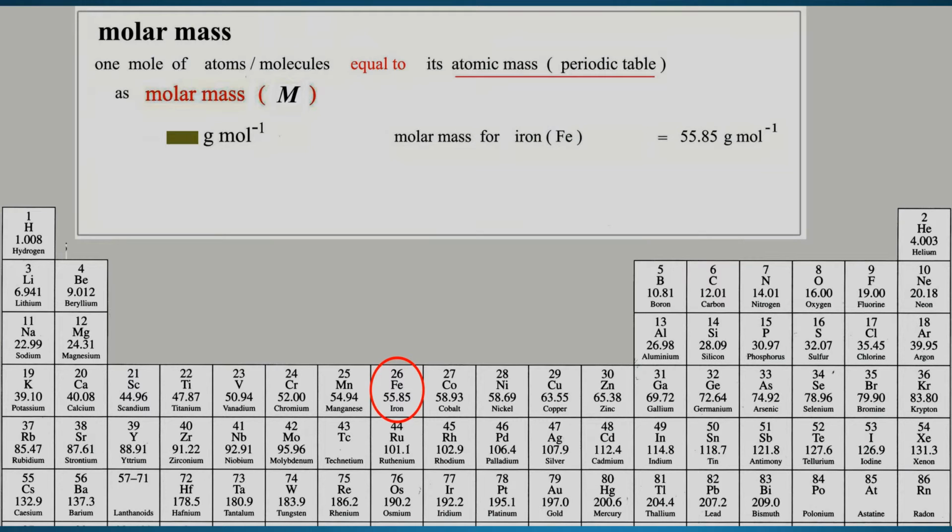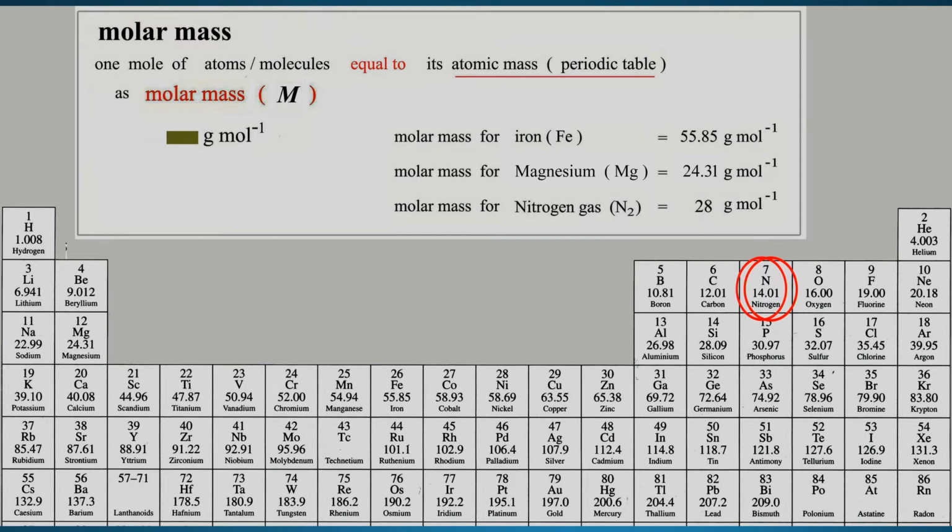Okay, for example, let's say what is the molar mass of iron? 55.85 gram per mole. What is the molar mass of magnesium again? 24.31 gram per mole. What is the molar mass of nitrogen gas? 14.00, not 14.01, diatomic 2. So it's 28 gram per mole.